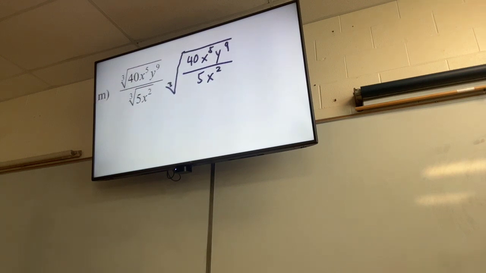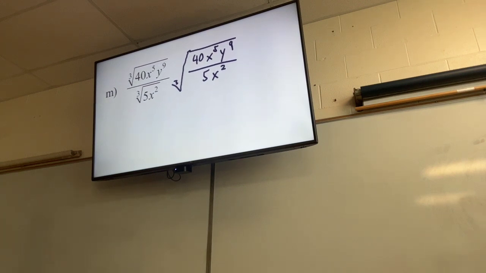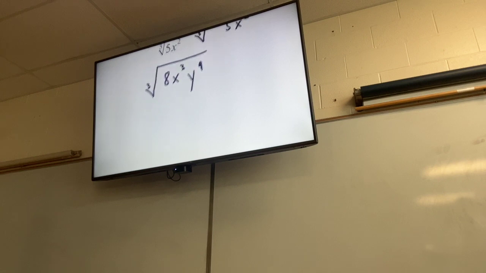Right, it gets a lot easier. What do I get when I do that division? So 40 divided by 5 is what? All right, x to the 5th over x squared. Good, and then y to the 9th. Okay, then we can break them up.